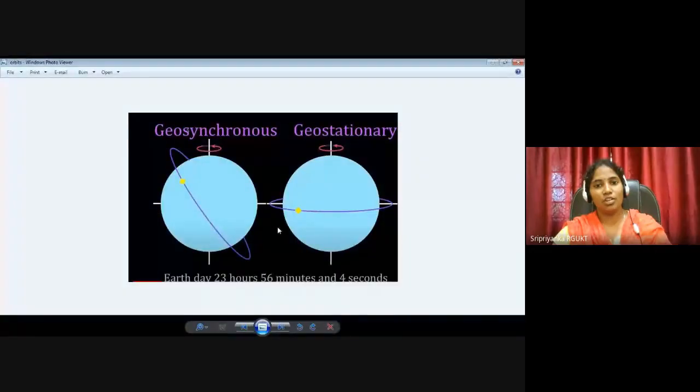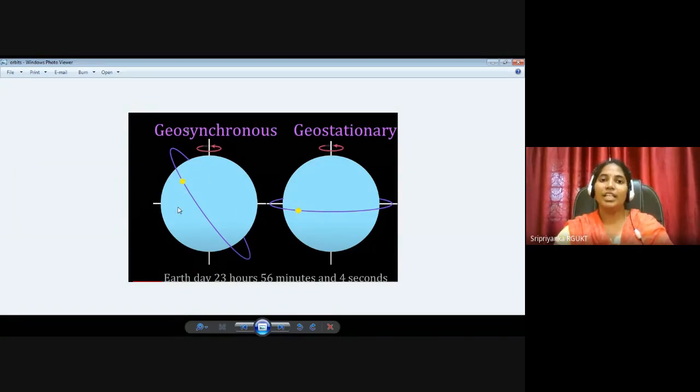This is exactly the difference between geosynchronous and geostationary. Both are actually called geosynchronous only, but what is the difference? You can see this is the satellite, which is orbiting like this. You can see this is inclined with the equator. You have an inclination of this orbital plane. It is inclined at an angle with the equator.